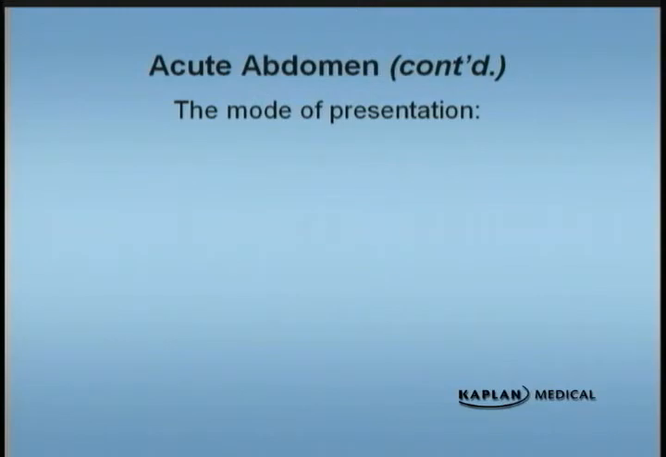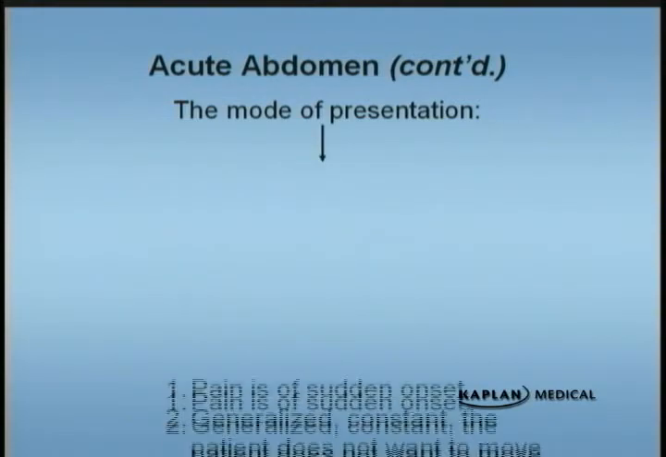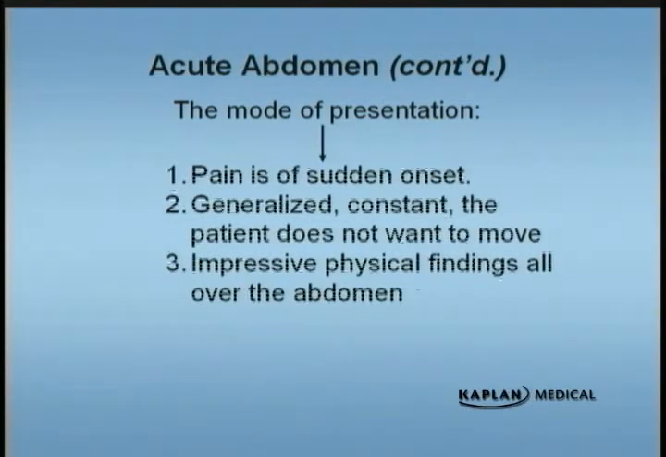Now let's review the mode of presentation. This is what we did just before we had the first vignette. Let's do it one more time. If the pain has sudden onset, it's generalized and constant, the patient doesn't want to move. There are impressive findings all over the abdomen. That's a perforated viscus.